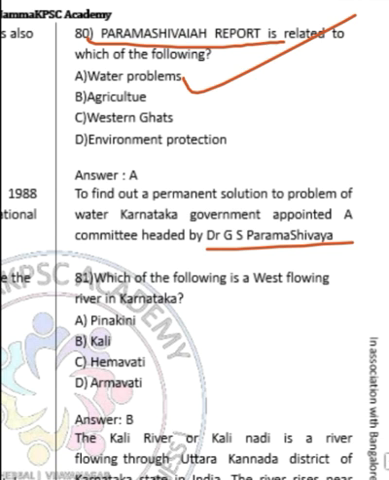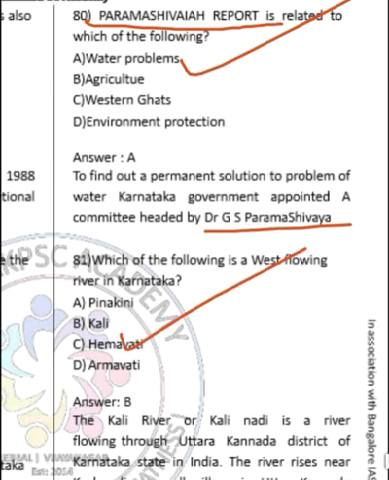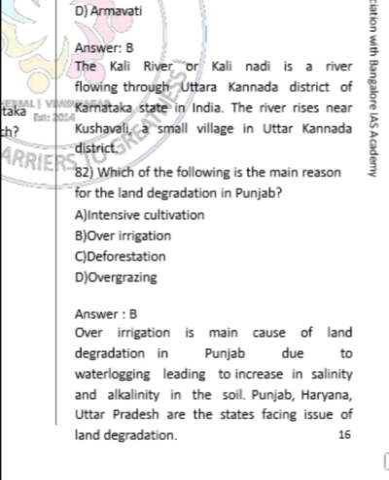Question number 82, it is asking which of the following is a west flowing river in Karnataka? Answer is option B, Kali. A fact. Question number 82, it is asking which of the following is the main reason for the land degradation in Punjab? Answer is option B, over irrigation. So because of over irrigation, the fertile soils of Punjab region have become saline, which has become unfit for cultivation.